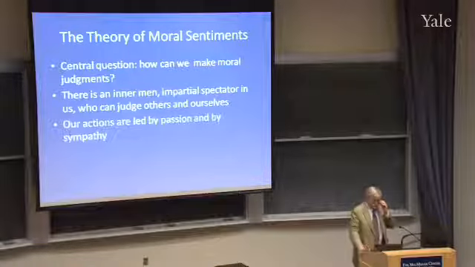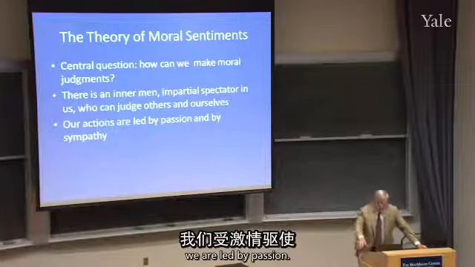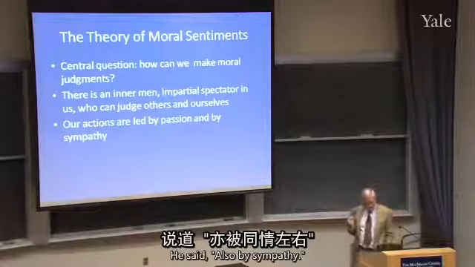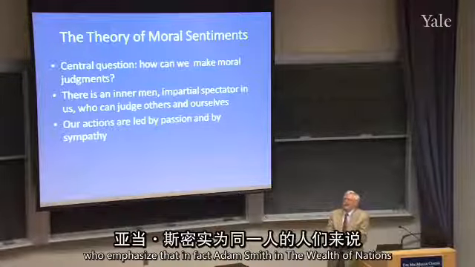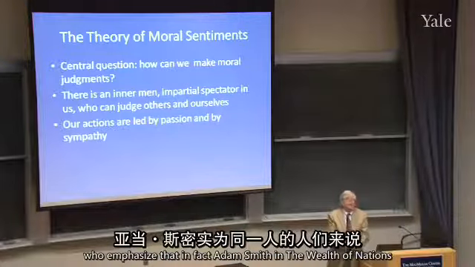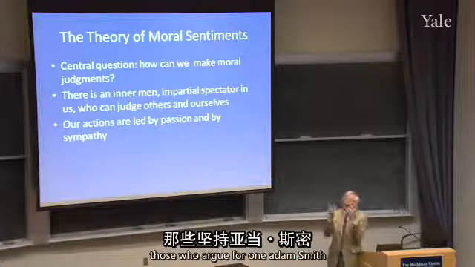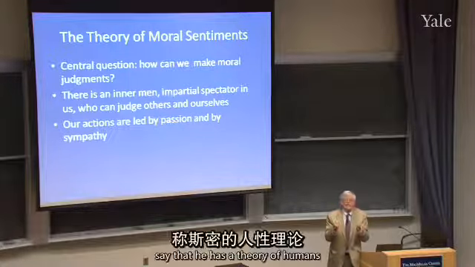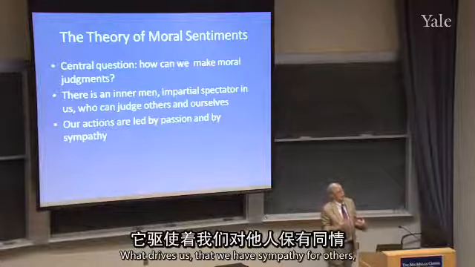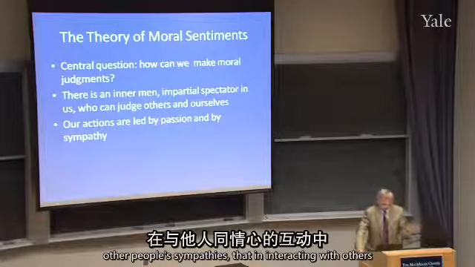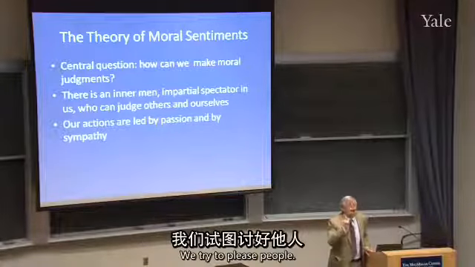Simple and persuasive. Then he says, this is something kind of inspired by Hobbes: we are led by passion, but now he is not emphasizing fear. He said, also by sympathy. That's crucial. And that's the crucial notion for those who emphasize that, in fact, Adam Smith in The Wealth of Nations is the same Adam Smith as in The Theory of Moral Sentiments. Those who argue for one Adam Smith rather than two say that he has a theory of humans which is a sympathetic theory of humans. What drives us? That we have sympathy for others, and that in interacting with others, we are seeking other people's sympathy. We try to please people.